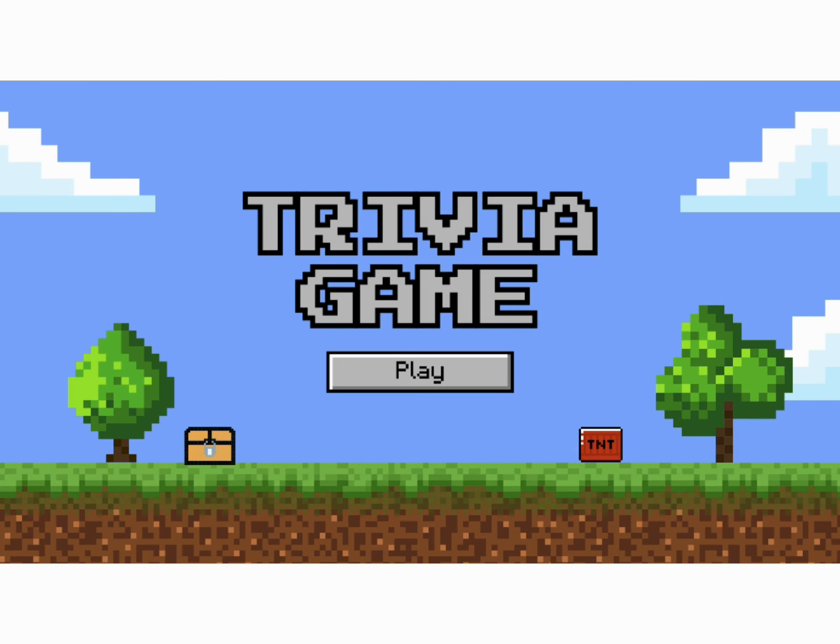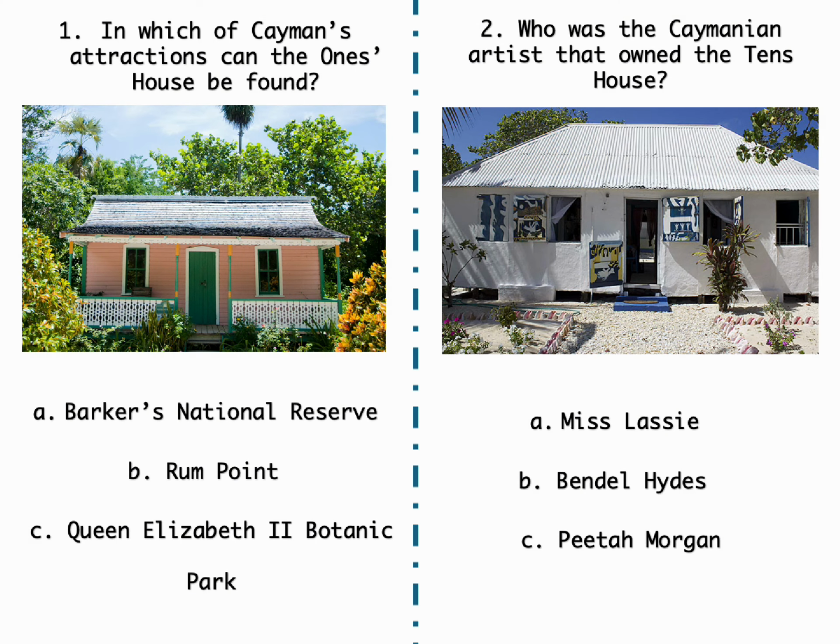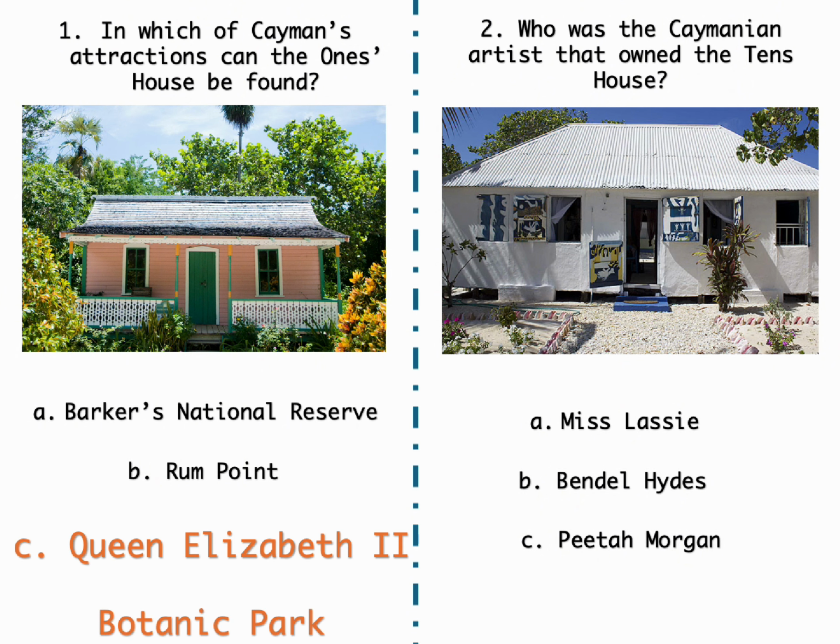It's trivia time. Here it comes, ready or not. 1. In which of Cayman's attractions can the Ones House be found? A. Barker's National Reserve, B. Rum Point, or C. Queen Elizabeth Botanic Park? The answer is Queen Elizabeth Botanic Park.